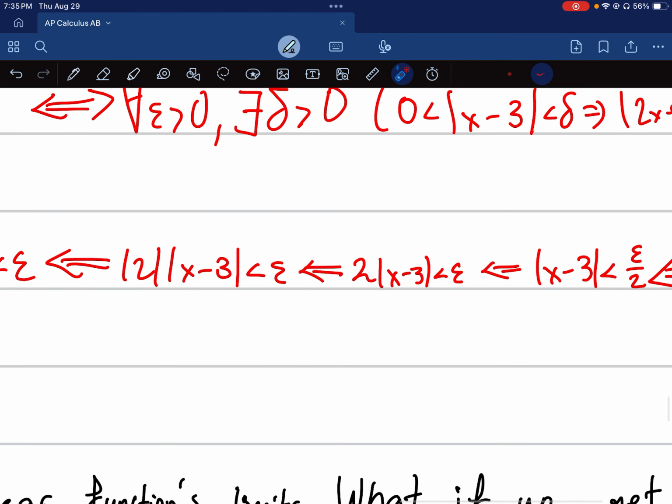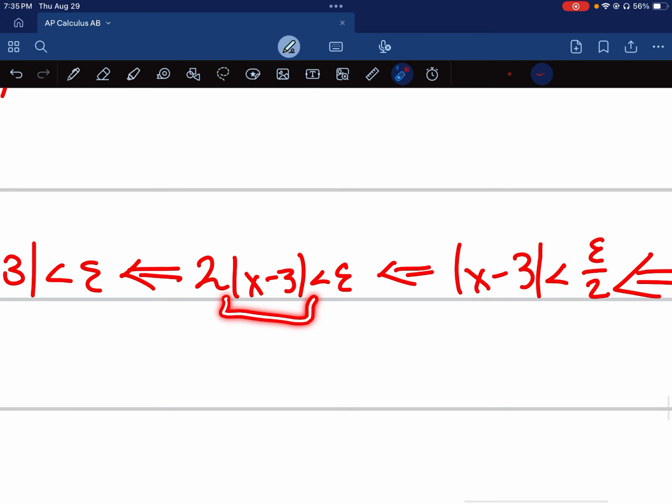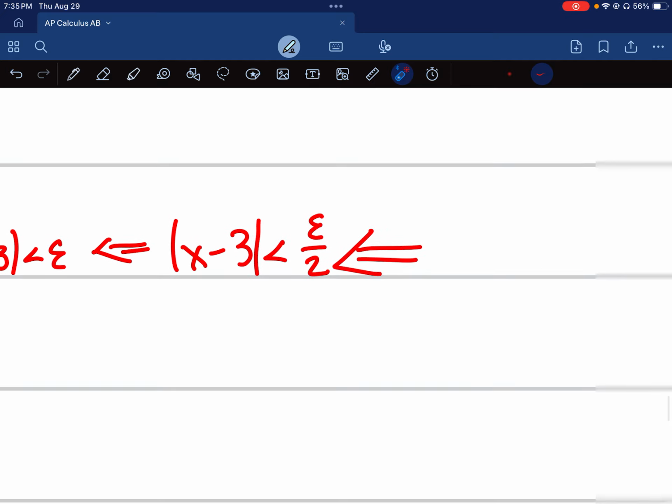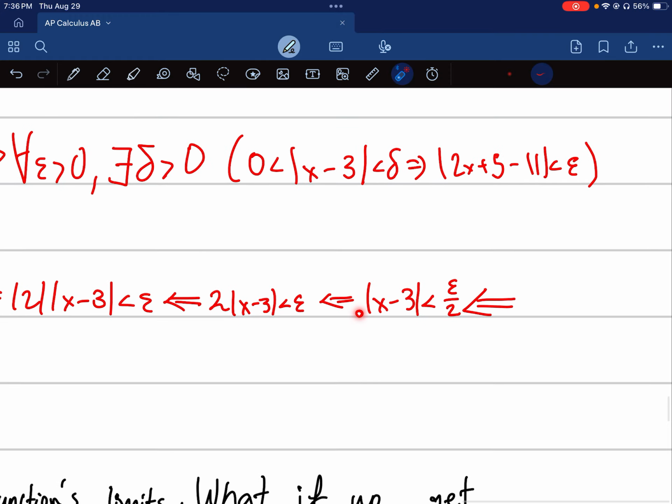So we factor out the 2, and now remember, what do we want? Look, we have to keep our objective in our mind. We want to get here, the absolute value of x minus 3. Notice we have the absolute value of x minus 3 right here. All we have to do is isolate it. So we're going to divide by 2 on both sides. Divide by 2. So that is implied by the absolute value of x minus 3 is less than epsilon over 2. And we have isolated this.